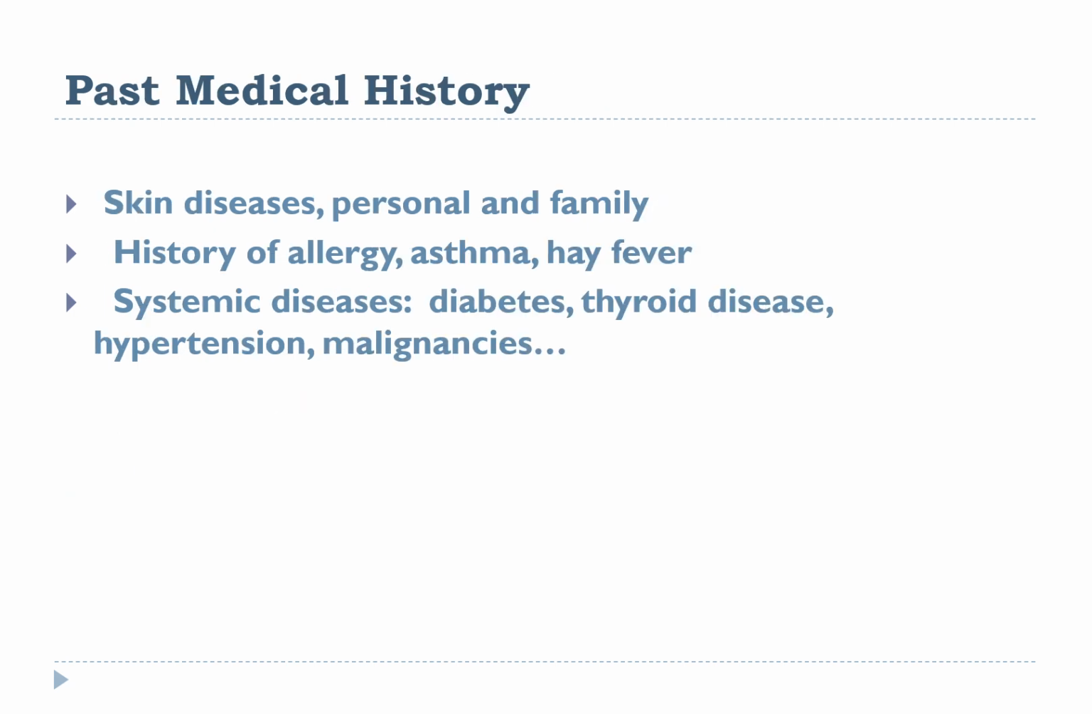Inquiring about past medical history, whether personal or family history, is also required for particular skin conditions, as some are hereditary, such as psoriasis and ichthyosis. Furthermore, checking for a history of allergy, asthma, hay fever is helpful in cases related to atopy. Finally, underlying systemic diseases like endocrinopathies and malignancies, among others, may be present in association with some skin disorders.